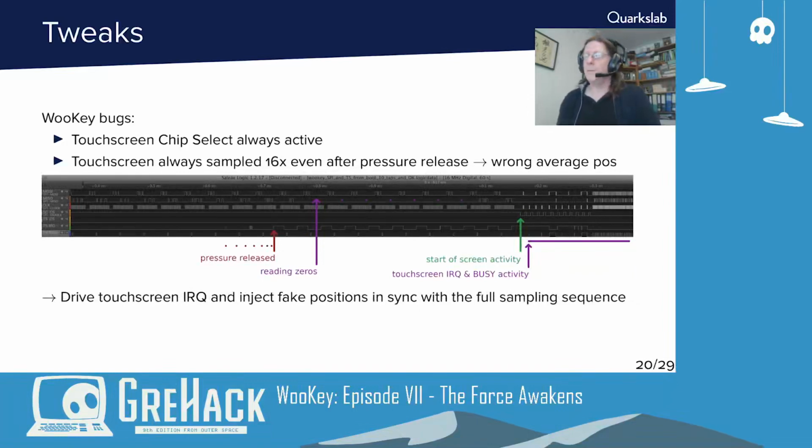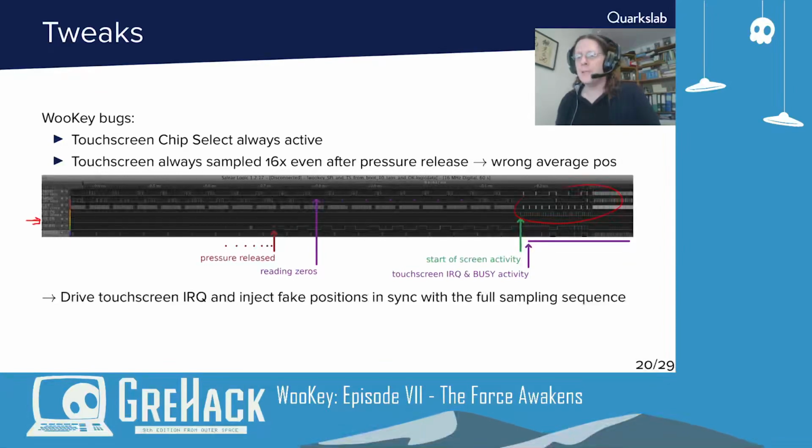So actually, there are a couple of bugs in the WooKey implementation of the touchscreen driver. One thing is the chip select is always active. The chip select is the CS line you get here, and you can see that line is flat, and when it goes to ground, that means it's active. So it's active all the time. One of the consequences is that the touchscreen is still active even when the SPI is used for screen activity, because the screen and the touchscreen share the same bus.